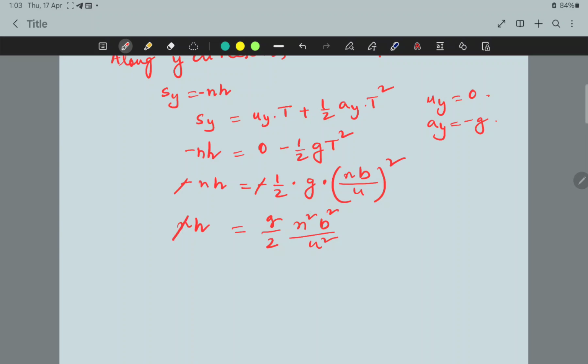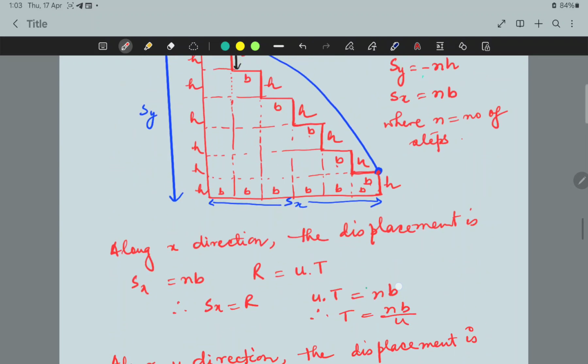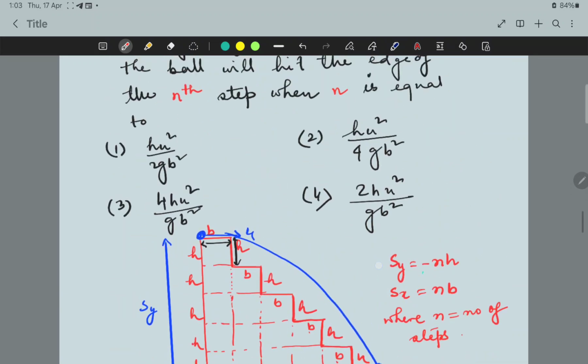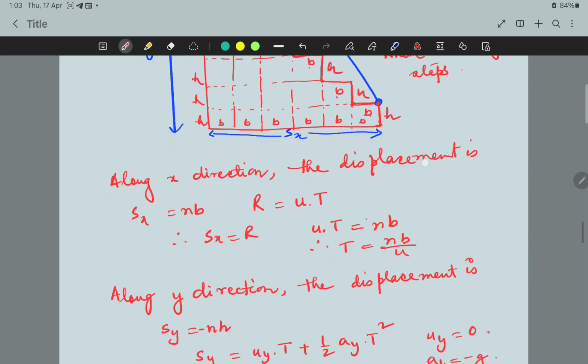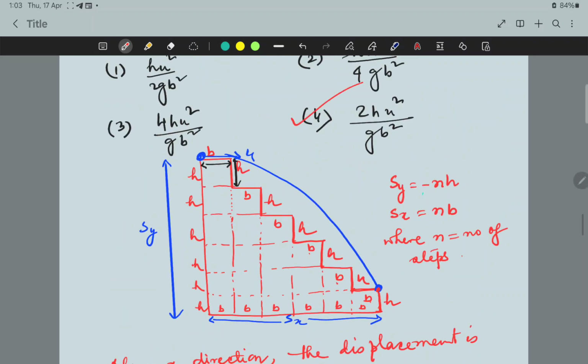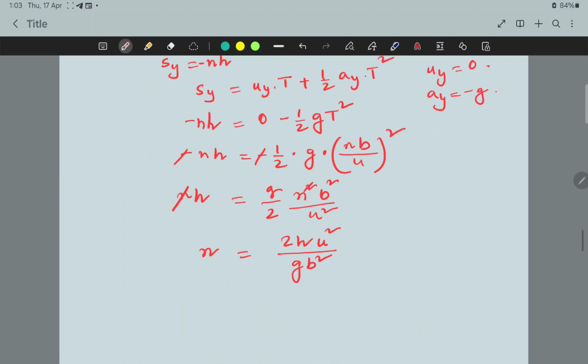So from here we can cancel one n and we need the value of n, right? So we have to find n. So it will be 2h u square by g b square. So let's see which is the correct option. That is the fourth option, 2hu square by gb square. So this will be the correct option for n.